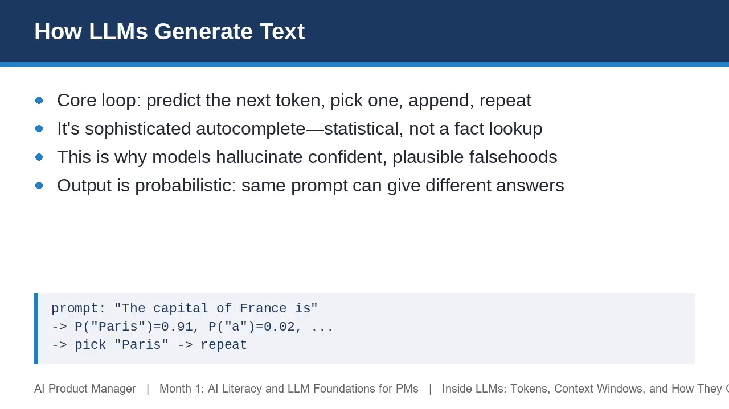Now the heart of it: how text is generated. The model takes your tokens and predicts a probability distribution over the next token, picks one, appends it, and repeats. That's the entire loop. It's a very sophisticated autocomplete, not a database lookup. Because it's predicting what's statistically likely rather than retrieving truth, it can produce confident, plausible-sounding errors we call hallucinations. And because it's probabilistic, the same prompt may yield different answers.